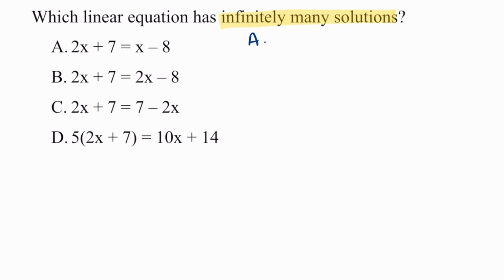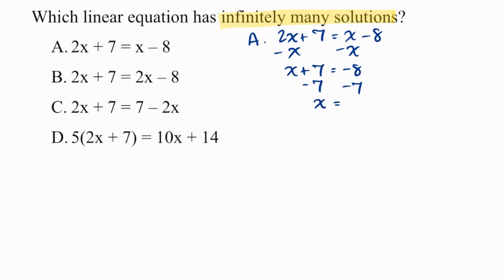For A, 2x plus 7 equals x minus 8. Okay, so we're going to start with the variables and subtract x on both sides. And we have x plus 7 equals negative 8. Subtract this 7, and the solution is x equals negative 15. And that's only one solution. So A is out.